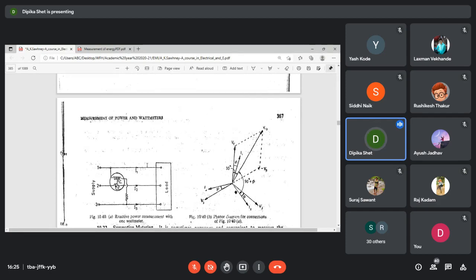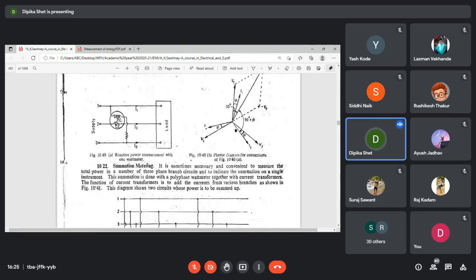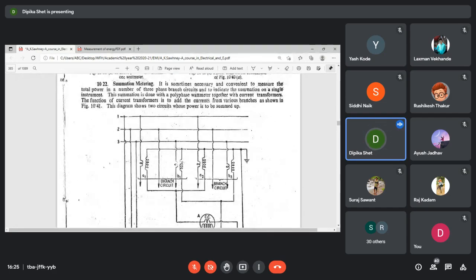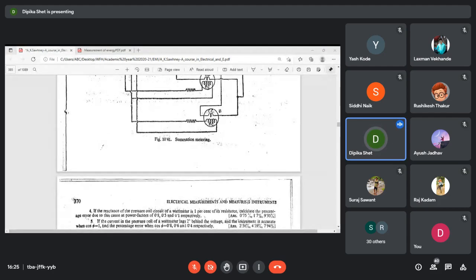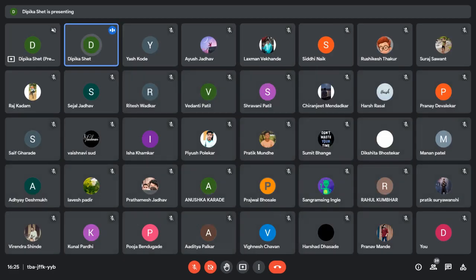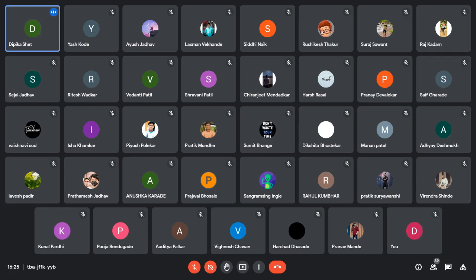By using the same electrodynamometer type wattmeter, reactive power measurement becomes possible by somewhat changing its circuit configuration. Have you understood this? You got it, how to measure reactive power. So the measurement of power, whether active power or reactive power, is completed.